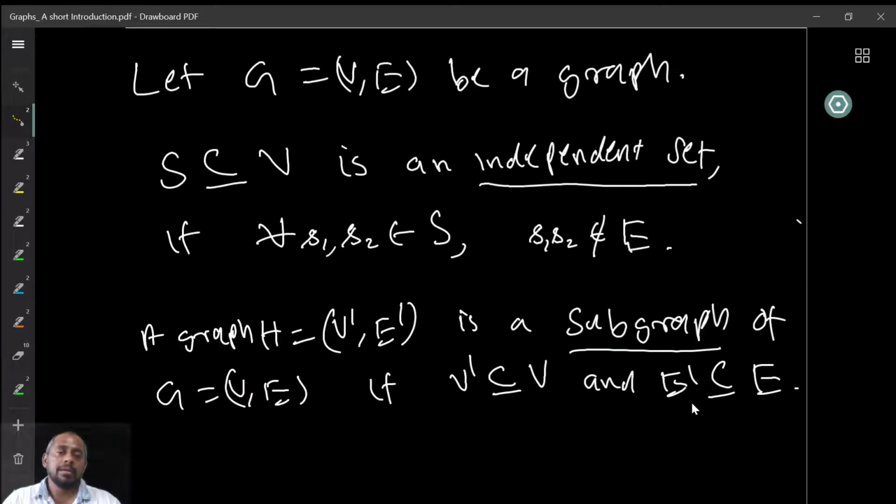Now, suppose you are given a graph, and you are given a subset of the vertex set, let's say S. We say that S is an independent set in the graph G if for any two vertices in S, say s1 and s2, s1 s2 is not an edge, which means that among this subset of vertices, there is no edge between them. These vertices can have edges to outside the set S, but they cannot have any edges within this set. So then we say this is an independent set.